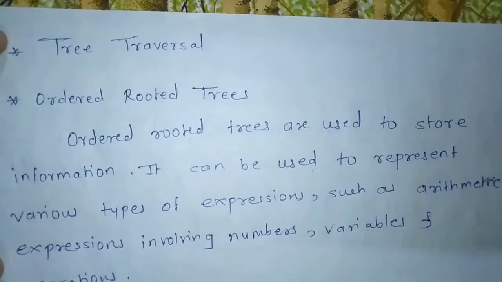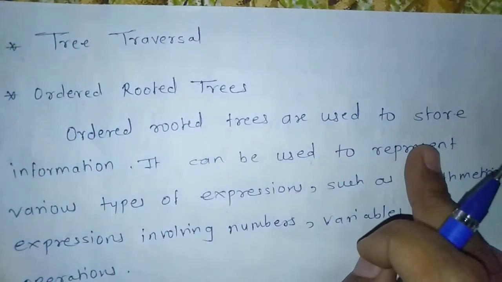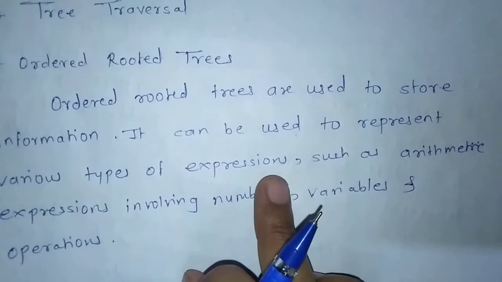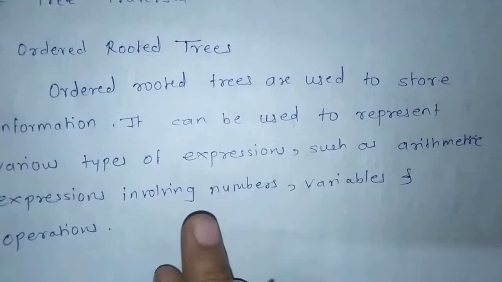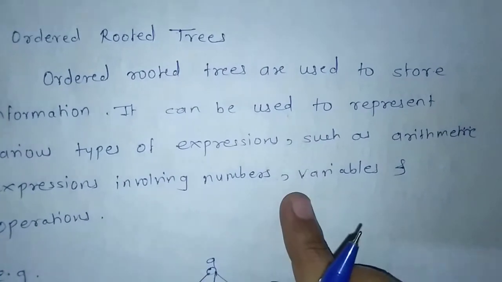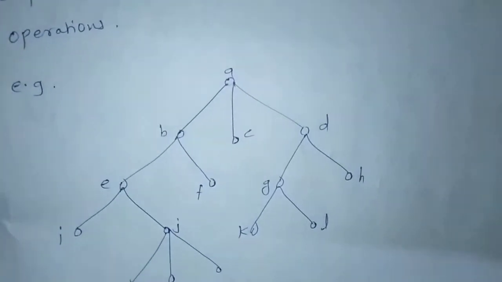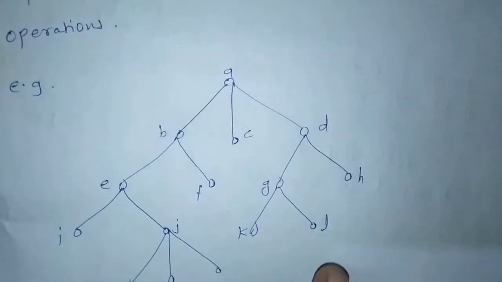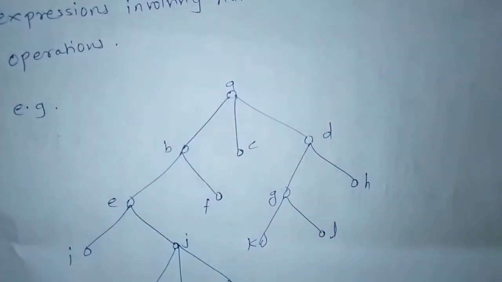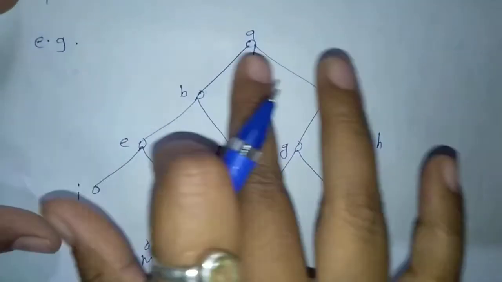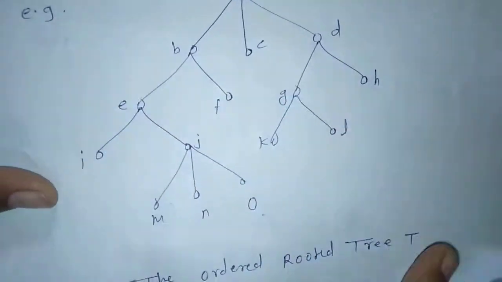trees. Ordered rooted trees are used to store information. They can be used to represent various types of expressions such as arithmetic expressions involving numbers, variables and operations. For example, this is the ordered rooted tree where A is root and B, C, D are nothing but the subtrees. This is the diagram of the ordered rooted tree T.